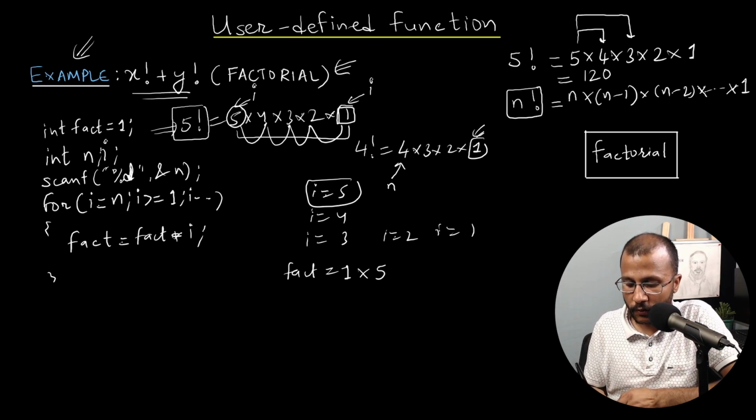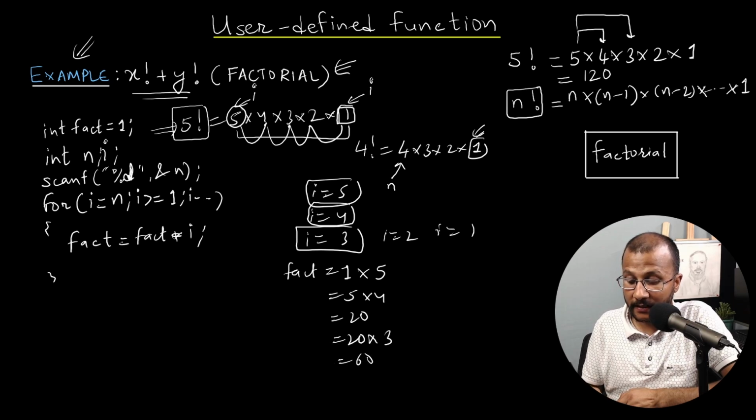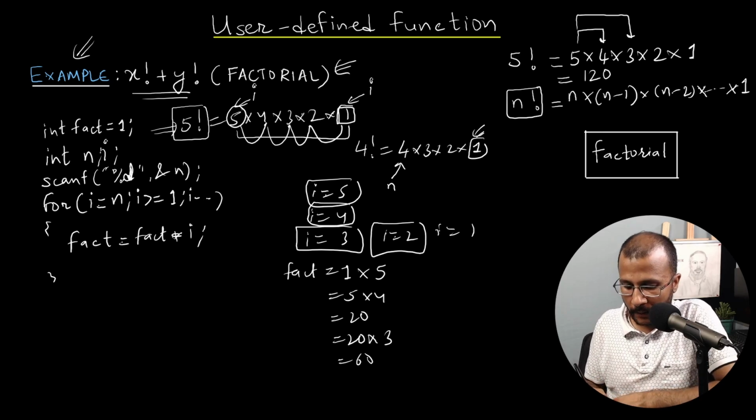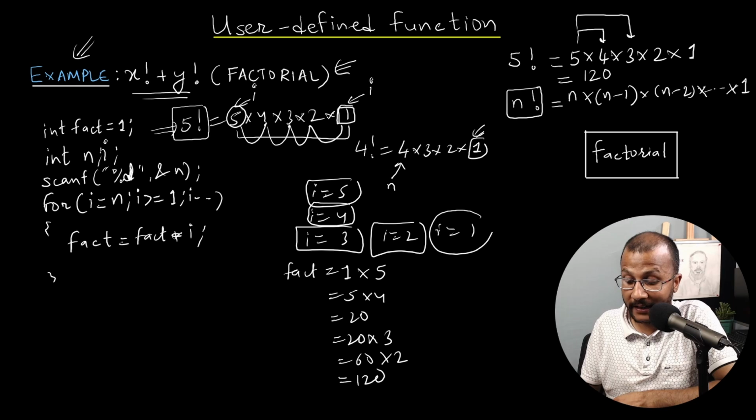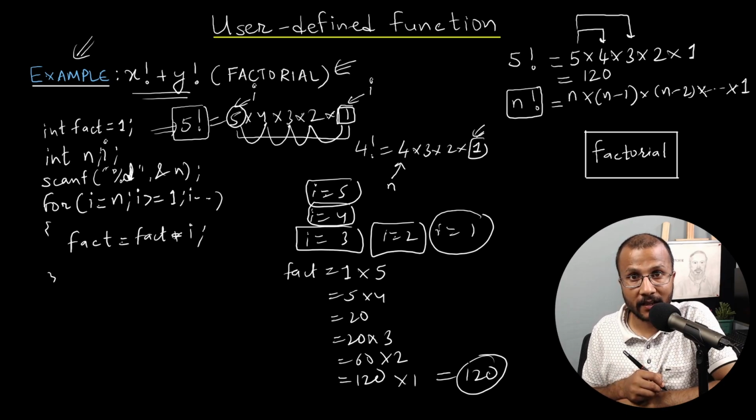For the next iteration 4 is encountered, so 4 will be multiplied with 5, so this becomes 20. Next time i is 3, so 3 will be multiplied with 20, that is 60. In the next iteration i becomes 2, so 2 will be multiplied with 60 to get 120. And finally the value of i is 1, so 1 will be multiplied with 120 to get the answer as 120. Therefore I'll get the answer as 120.